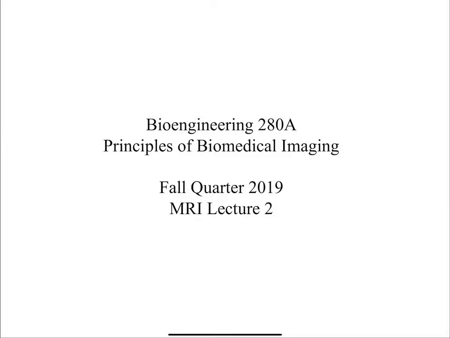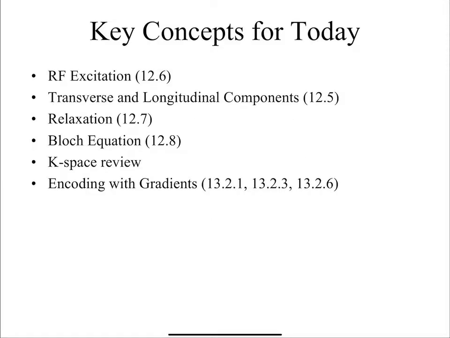All right, so today what we're going to do is continue our discussion of MRI. We're going to review a little bit what we talked about for our excitation. Then we'll start talking about transverse and longitudinal components and relaxation. We'll get into the Bloch equation, a little review of K-space, and then we'll spend the last half hopefully talking about encoding with gradients, which is basically how we start making images using MRI.